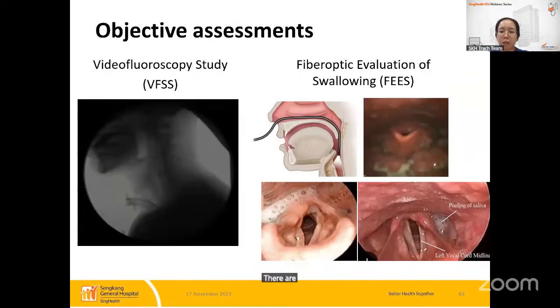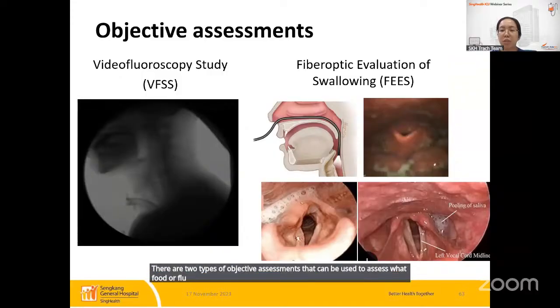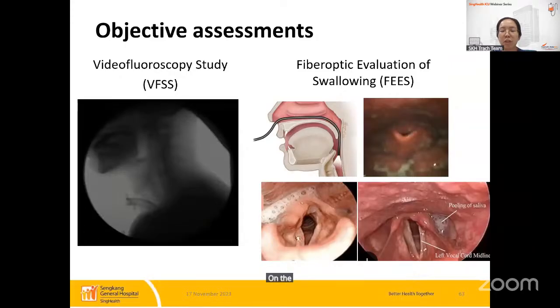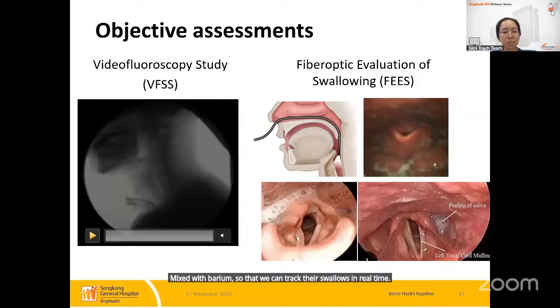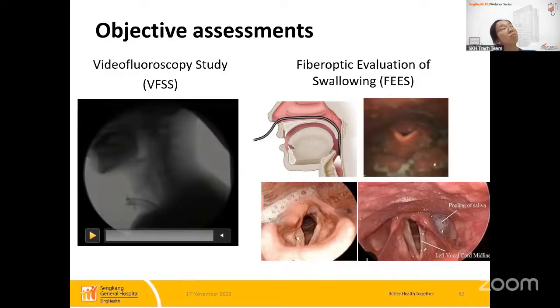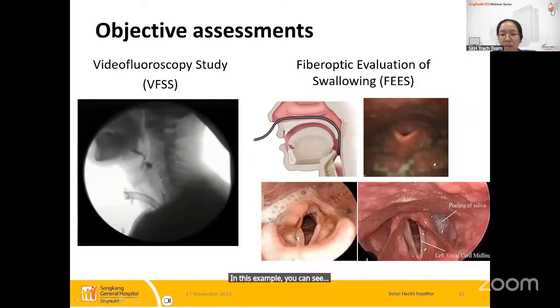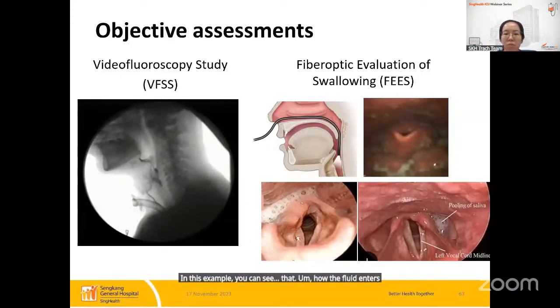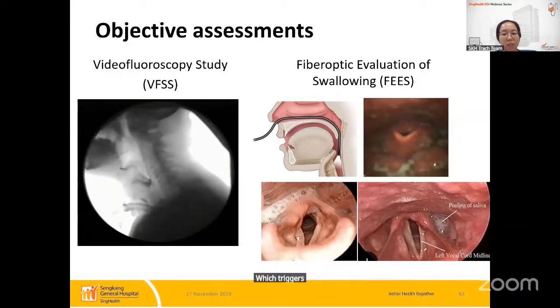There are two types of objective assessments that can be used to assess what food or fluids are safe for patients to take. On the left is a VFSS, also known as a swallowing X-ray. In this assessment, the patient is asked to eat and drink food or fluids mixed with barium so that we can track their swallows in real time. In this example, you can see how the fluid enters the airway when swallowing, which triggers a cough response.